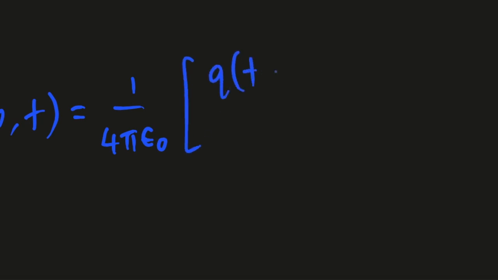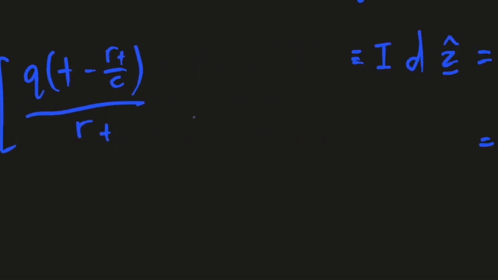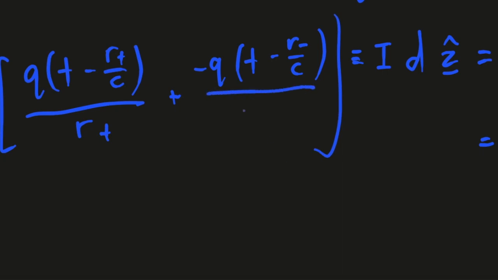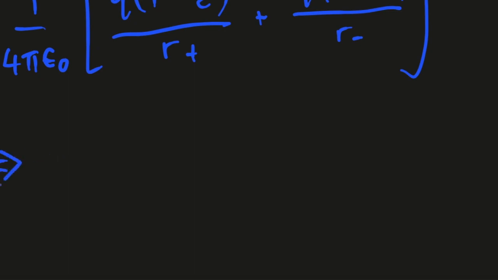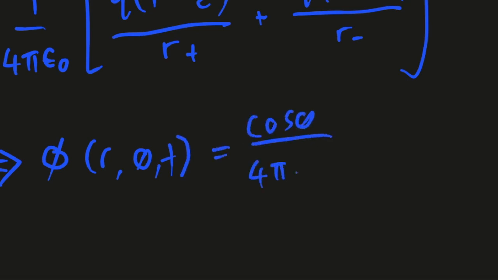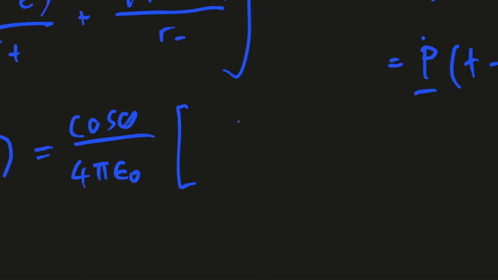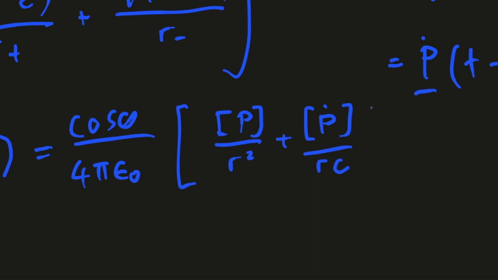This is a very standard way when we deal with dipoles. We just say consider the two charges that are separated by some small distance. What we're basically saying is let's consider the sum of the potentials of each. Do the math, and we get phi is going to go to cos theta over 4 pi epsilon naught, times p over r squared plus p dot over rc.